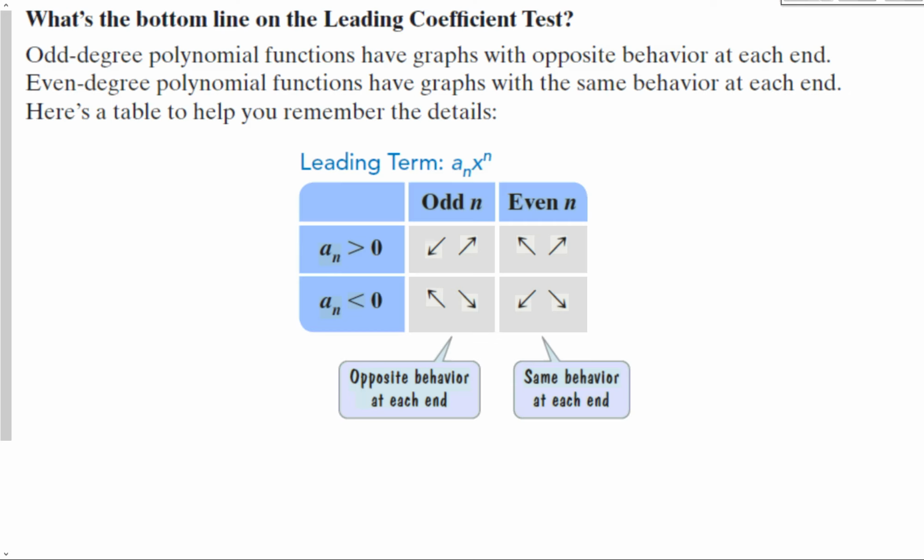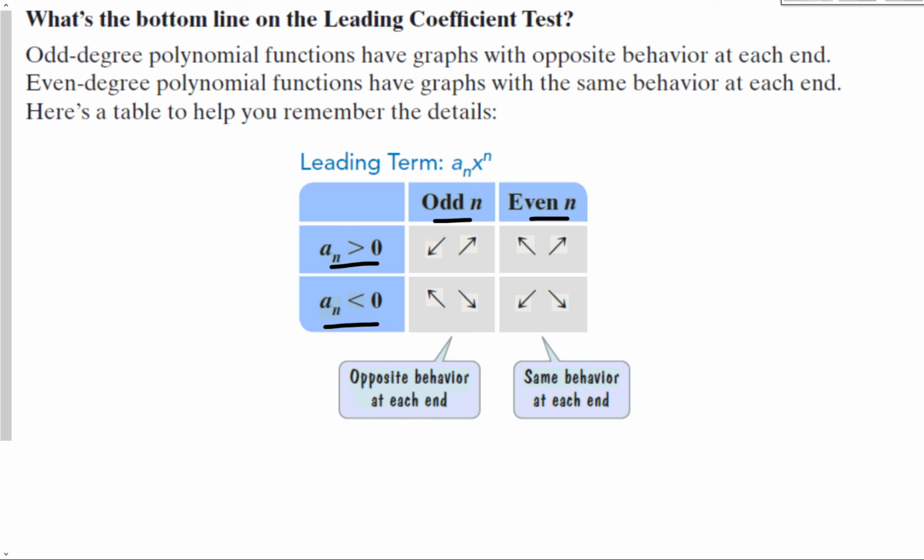Okay? Here is a handy chart to help you remember. Odd degree polynomial functions have graphs with opposite end behavior at each end. Even degree polynomial functions have graphs with the same behavior at each end, and the table will help you remember that. So we look at odd, even, positive, negative. Odd and positive, down then up. Odd and negative, up then down. Even, up, both down.